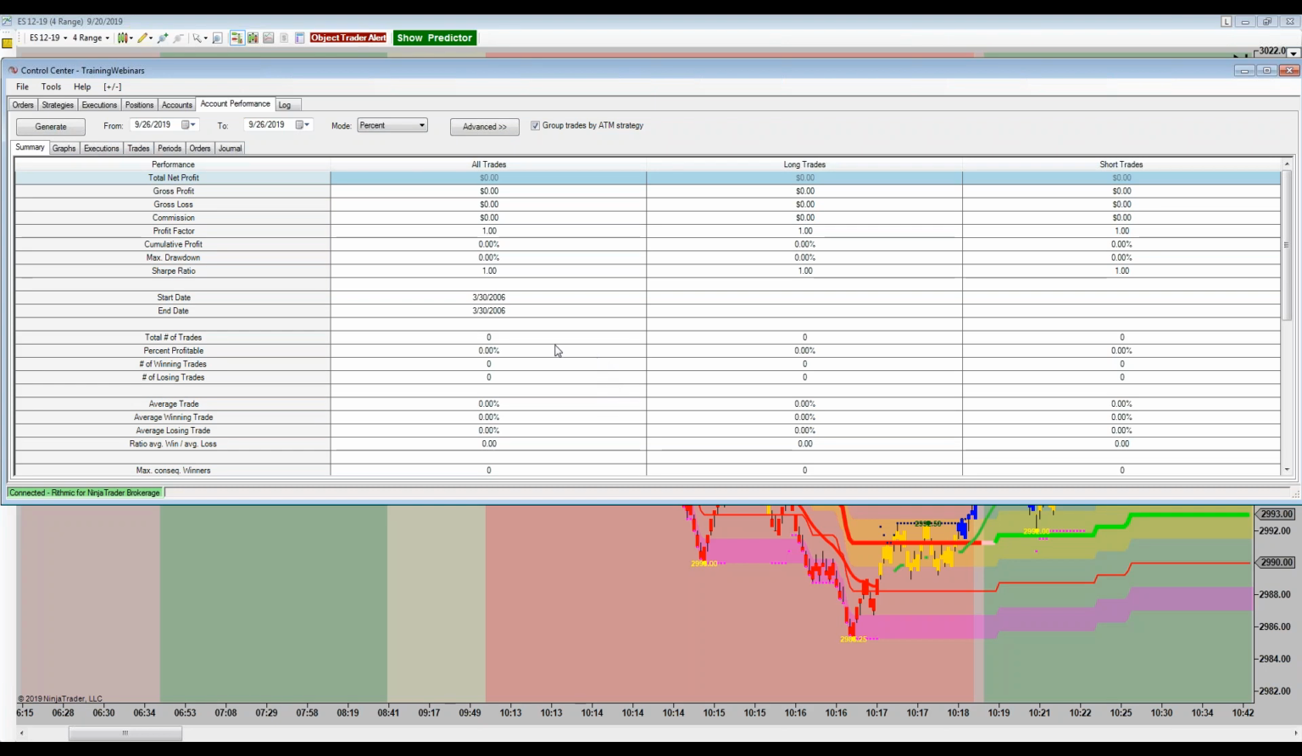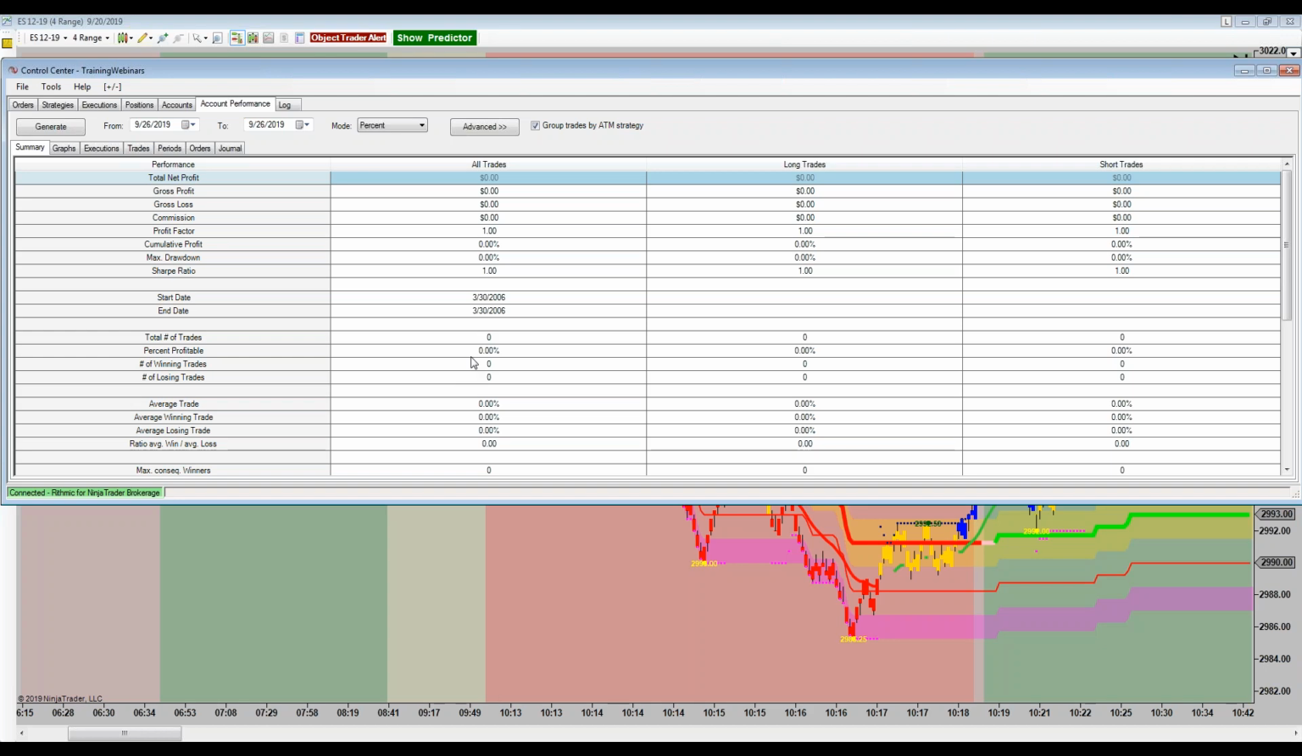Now you want to focus in on these areas right here. You want to look at your percent win rate and how you're doing on your trades. This should be far north of 50, 60%. Your goal is to get that up closer to 70, 75, 80+% on your win rate. Because here's the thing.